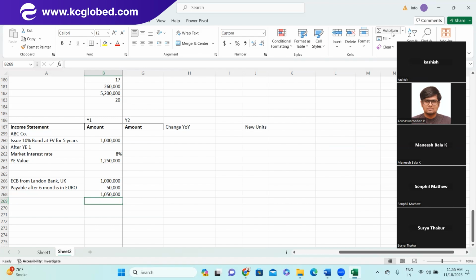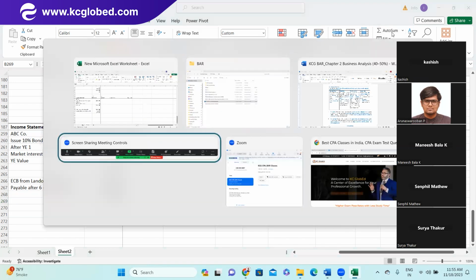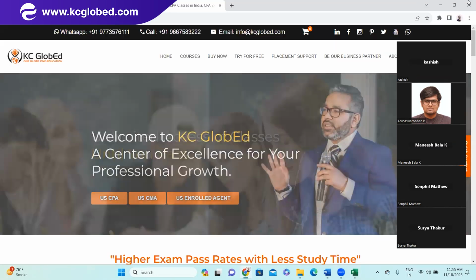1,050,000 you need to pay after 6 months. So today's exchange rate will be different, right? Yes. So you can make a deal with the bankers that I will purchase this much euro after 6 months, and you can deal at a price. Let's assume today's euro and US exchange rate. Let me see.